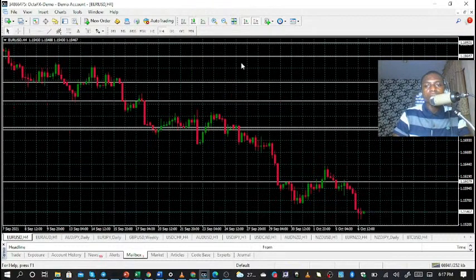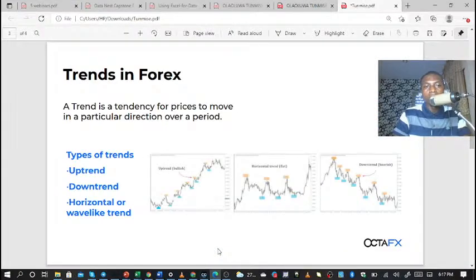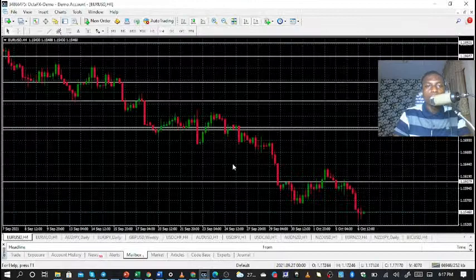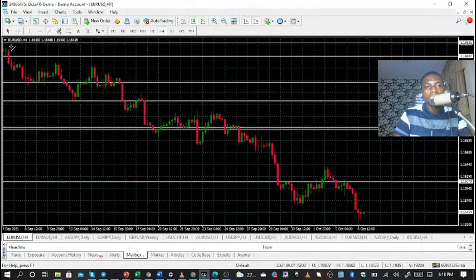Okay. Now the next in line is trends in Forex. I said we have uptrend, we have downtrend, right? Now what kind of trend is this on Euro USD 4 hours? Look at where I map this out. I took this tool called draw the trend line, so I use it to draw this trend line.